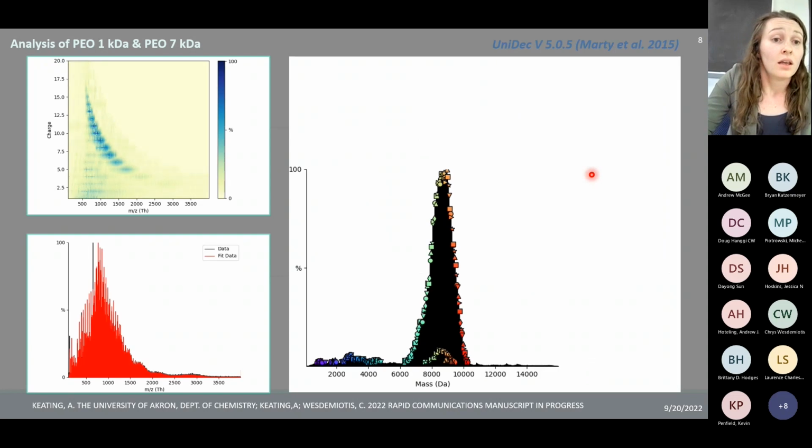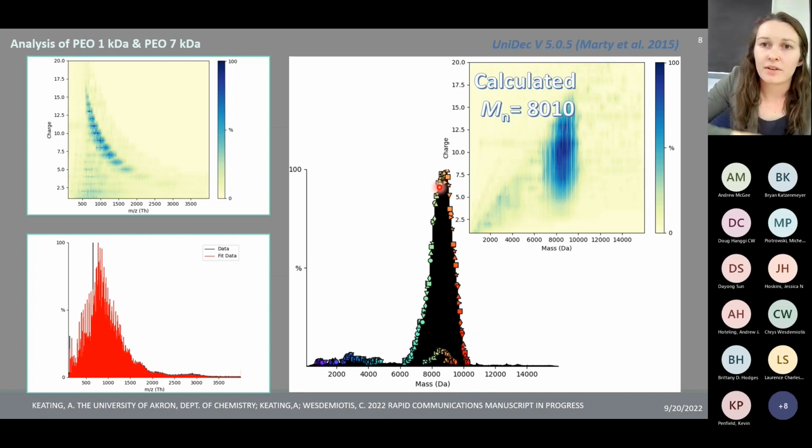And then for the 7 kilodalton polyethylene oxide, this one was more exciting because of how good it looks for what we typically can see on electrospray. Here we have the raw data, which looks not much different from the 1 kilodalton, as we can see how much bias we have in the low mass region. However, the average charge states range from 5 to about 16. That generated a zero spectrum in the approximately 8,000 range, and the calculated number average molecular weight was around 8,000 as well.